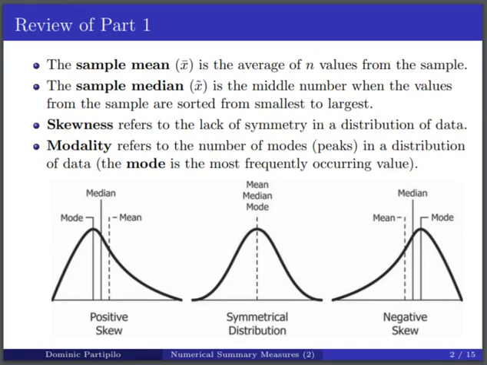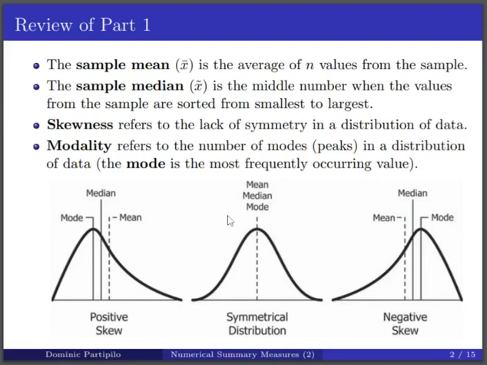We also talked about what's called skewness, and skewness refers to the lack of symmetry in a distribution of data. So for example, down here, we have a right skewed distribution. And how do we know it's a right skewed distribution? Well, the tail of this distribution is off to the right. So we would say this is a right skewed distribution or a positively skewed distribution. Just like over here, the tail of this distribution is on the left, so we would say this is a left skewed or a negatively skewed distribution.